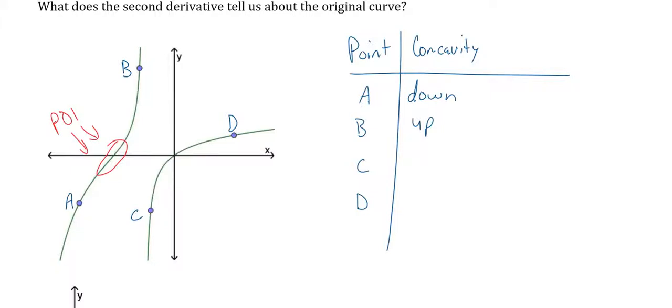Okay, what about point C, concave up or concave down? Say again? Down. And D? Down. Still down. That's right. It has not taken a turn. It's still curving down like that. It hasn't started curving up or anything like that. Okay, so no point of inflection there. Very good. Okay, one more.